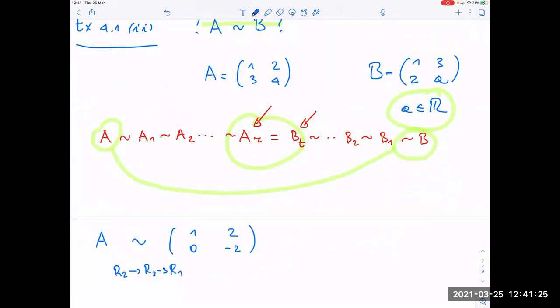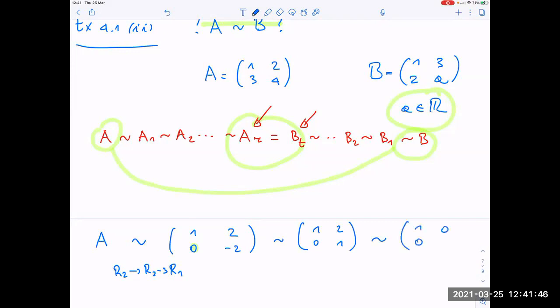So I'm following a pattern. I want zeros to appear. So I multiply the first row by 3, and then I subtract. Then I will do the obvious thing, which is divide by minus 2. So I get this shape here. And then have a look.